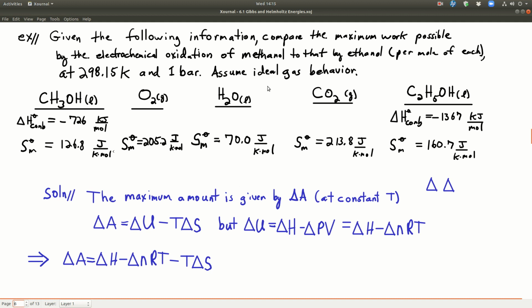We're going to calculate and compare the maximum amount of work possible done by the electrochemical oxidation of two compounds, methanol and ethanol, on a per mole basis at standard conditions, so 298.15 Kelvin and 1 bar. And to make it easier on ourselves, we'll assume ideal gas behavior, given this information up here.